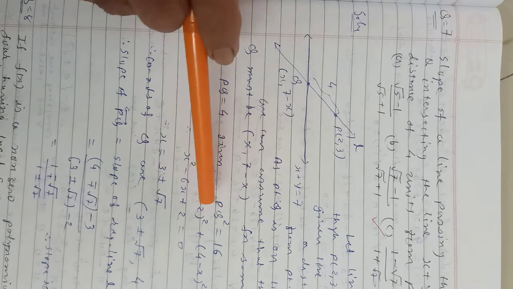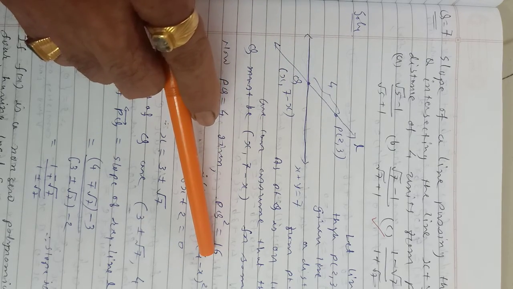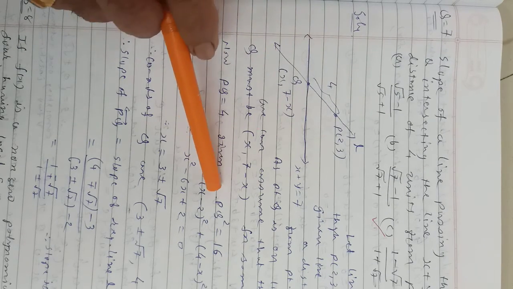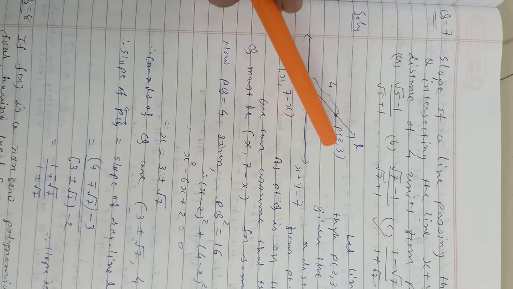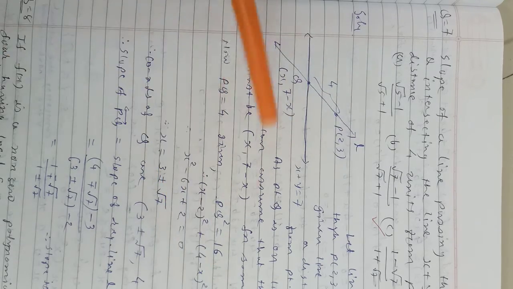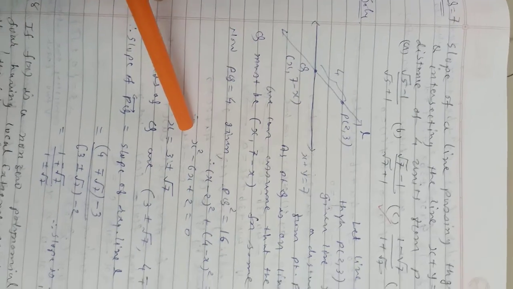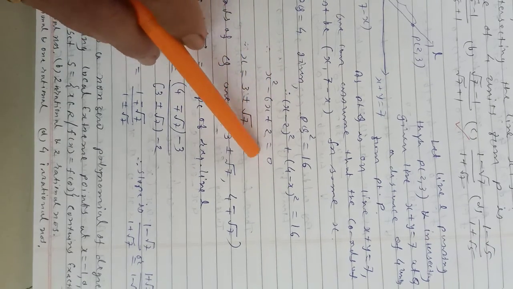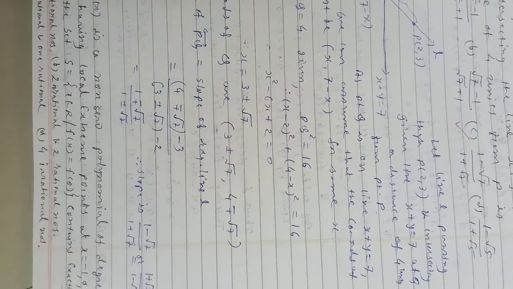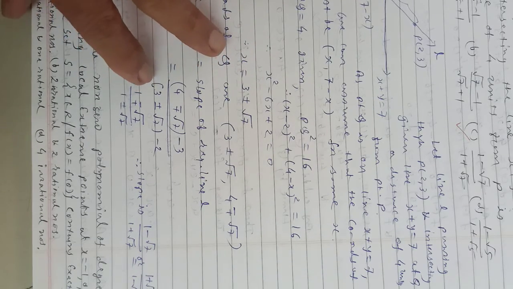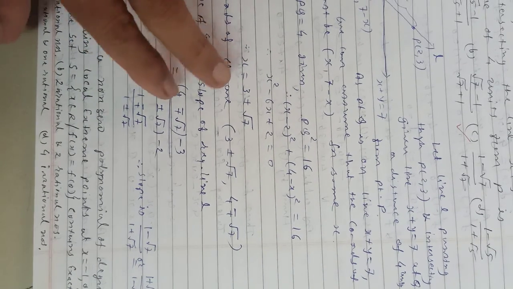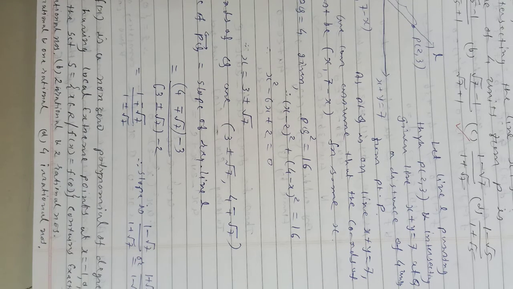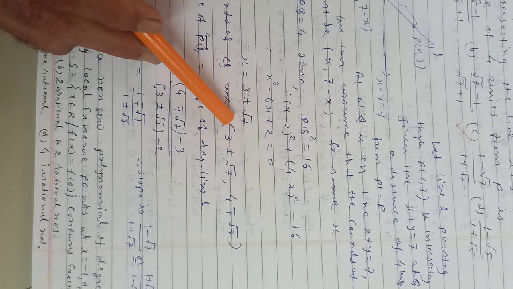Already given P(2, 3) and distance PQ is 4. So use the distance formula. PQ square is 16. By the distance formula you get (x minus 2) whole square plus (7 minus x minus 3), that is (4 minus x) whole square, is 16. Now simplify this equation. So what you get? x square minus 6x plus 2 equal to 0. And by solving this quadratic equation, you know the formula: minus b plus or minus root b square minus 4ac upon 2a. Use it, you get x is 3 plus or minus root 7.